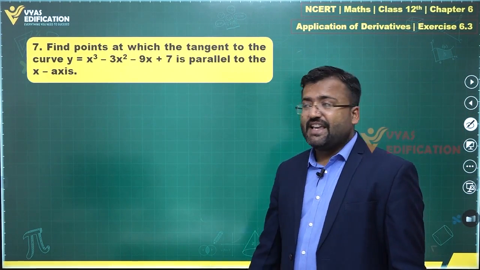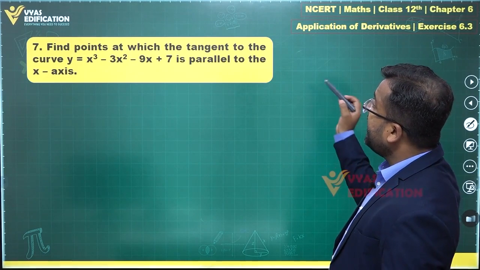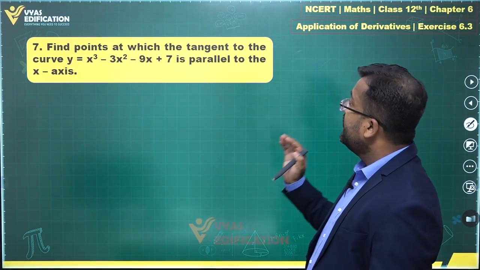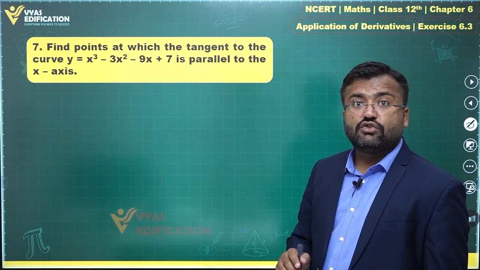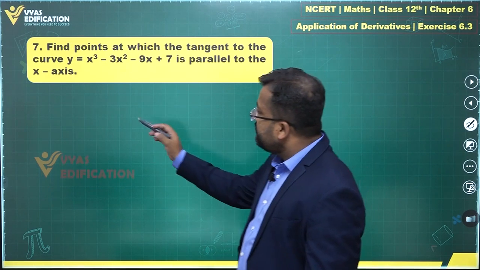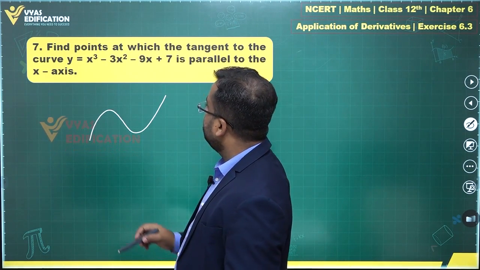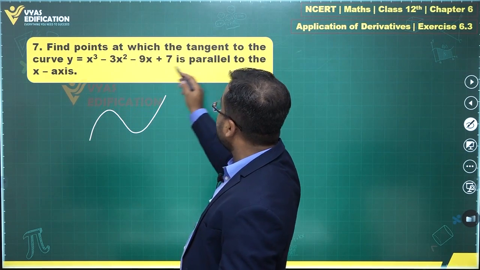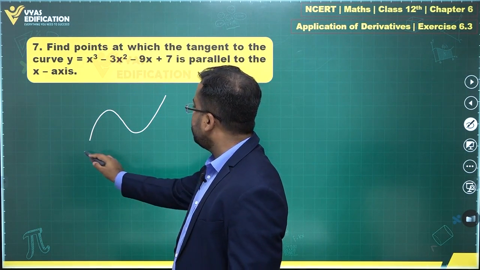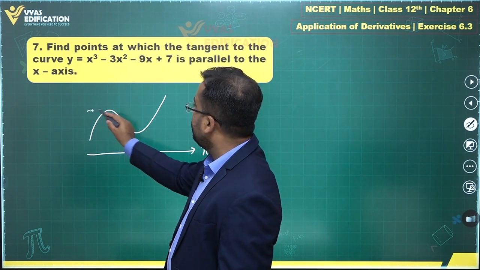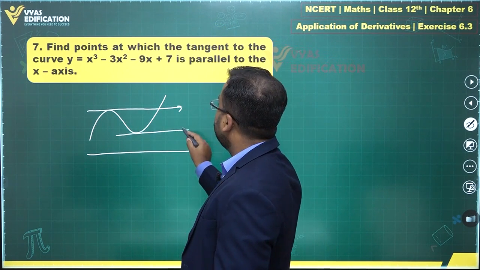The 7th question says, find points at which the tangent to the curve, we are supposed to find points now, is parallel to the x-axis. Now, this is some random curve, and we are supposed to find the points at which the tangent to the curve is parallel to the x-axis. X-axis will be this, let's suppose. So any tangent parallel to the x-axis would be maybe this one or maybe this one, let's say.